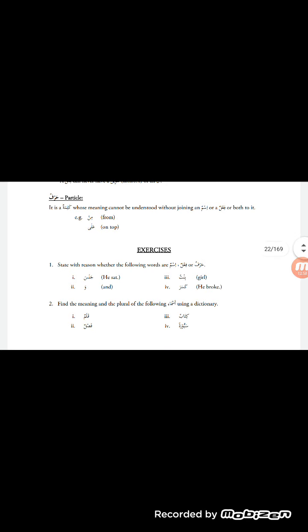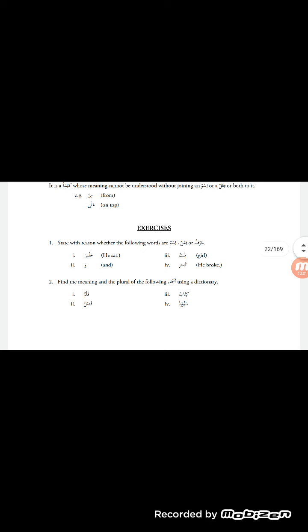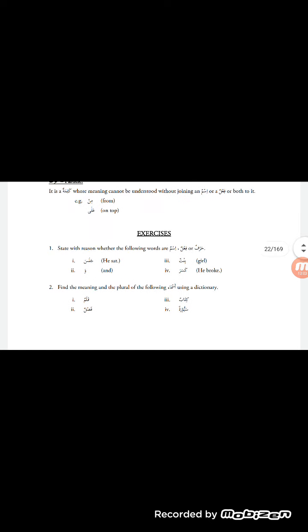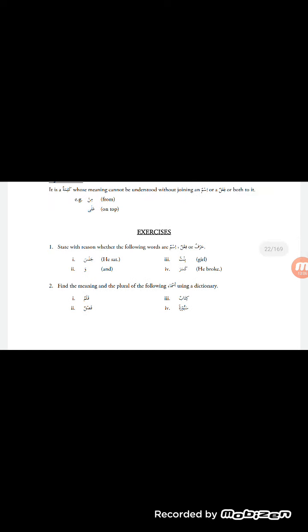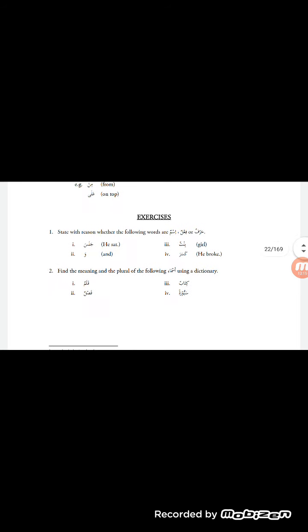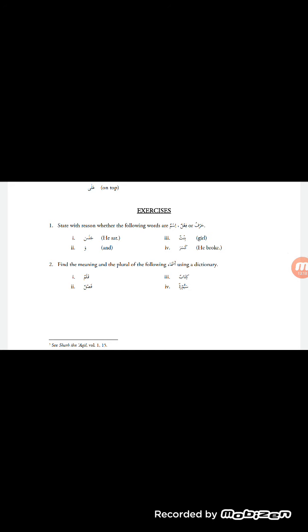So harfun is a particle. It is a kalimah whose meaning cannot be understood without joining an ism or a fi'l or both to it. For example, min, from; ala, on top. If I say ala, on top, you will ask me, on top of where? On top of the roof, on top of the house, on top of the shop. So when I add a fi'l before ala and an ism after ala, the meaning will become clear.